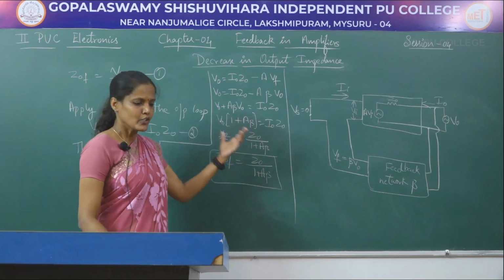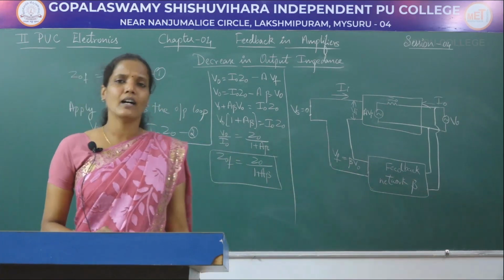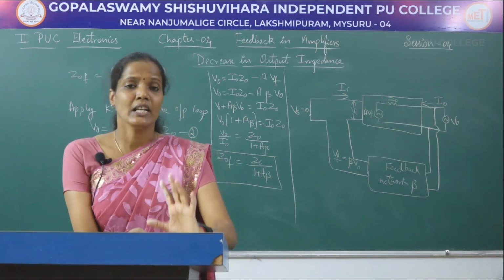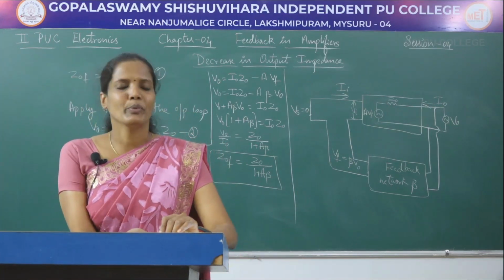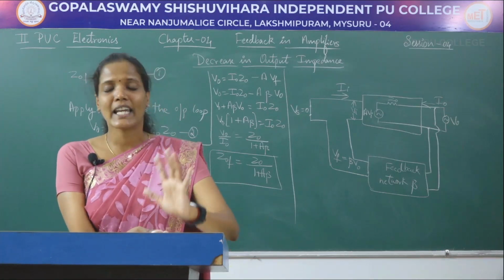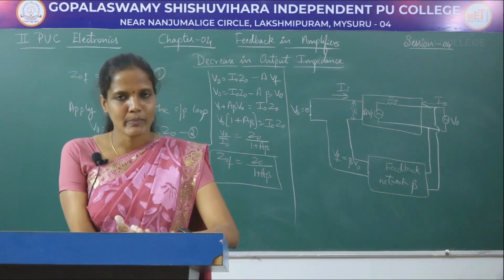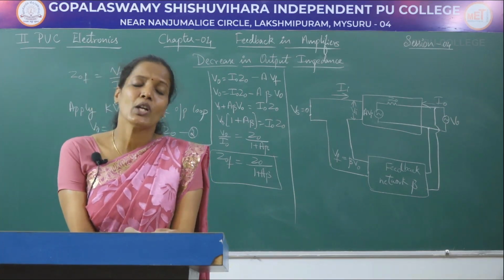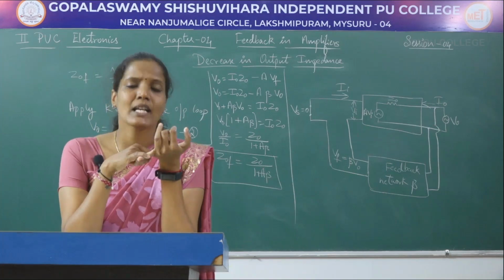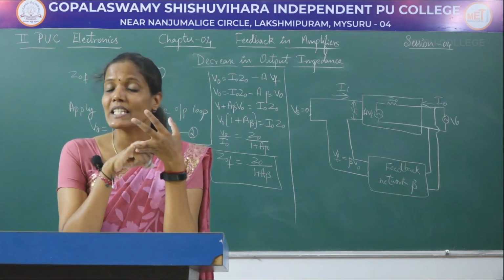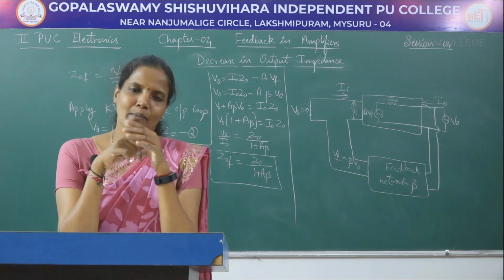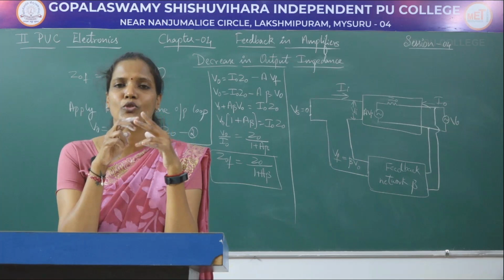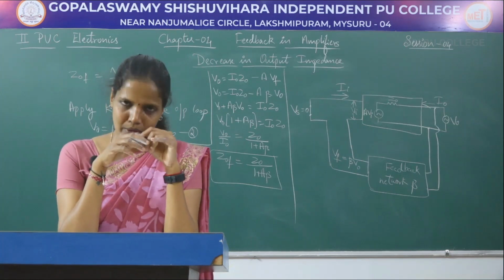1 plus A beta. So in order to increase the input impedance of an amplifier circuit, we give a negative feedback connection, and in order to decrease the output impedance of an amplifier circuit, again we give negative feedback to the amplifier circuit. So by using negative feedback, we can increase the input impedance of an amplifier circuit as well as decrease the output impedance, which are the two most important characteristics of an amplifier circuit.